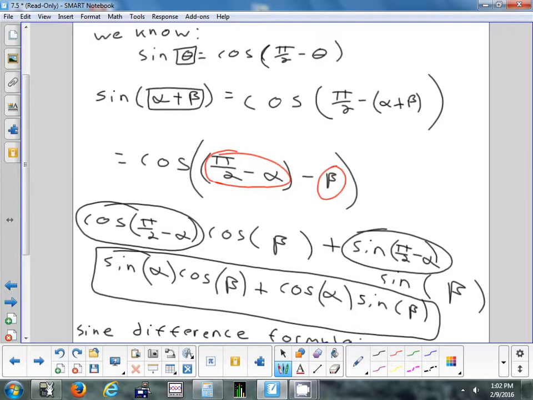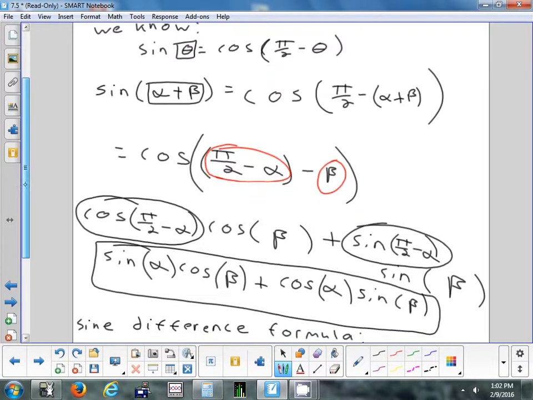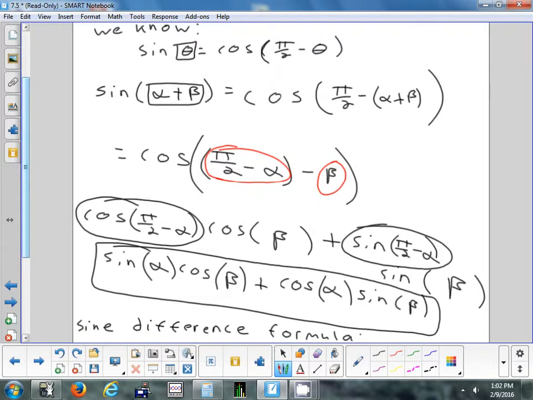Yeah. So how do you go from having cosine pi over 2 minus alpha plus beta, and having this come from right there, with nothing in between those? In between these two? Like, because you had cosine of pi over 2 minus alpha plus beta, then you change it to pi over 2. Oh, from this step to this step?